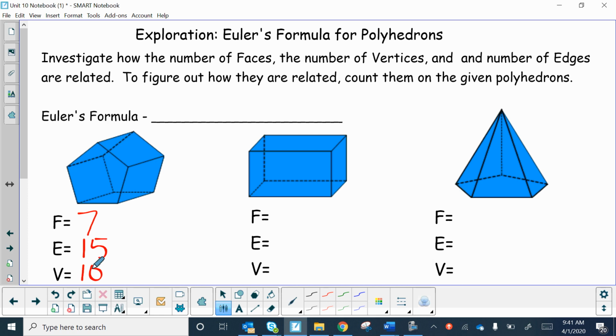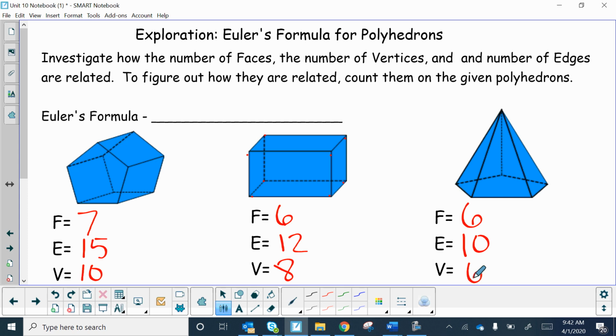This next one has six faces. Okay, this is a hexahedron or a rectangular prism. It has 12 edges, and then it has 8 vertices. Okay, and just count all the vertices and the edges. This last one, it has 5 triangles, and this is another hexahedron, because it has 6 faces. This one has 10 edges, though, and then it has 6 vertices.